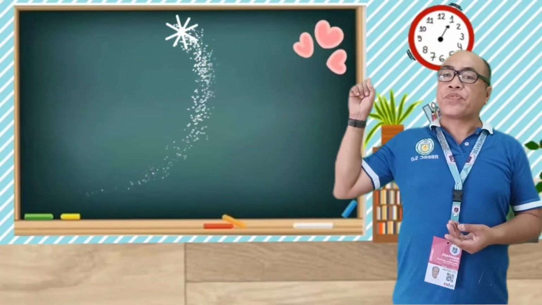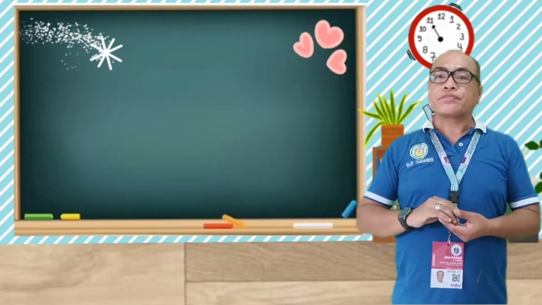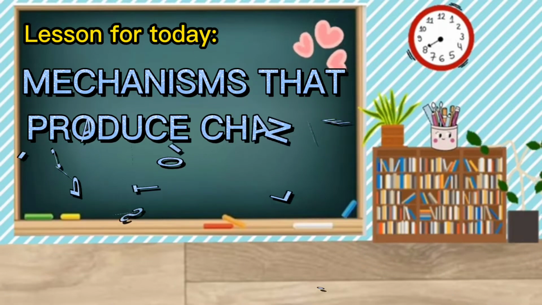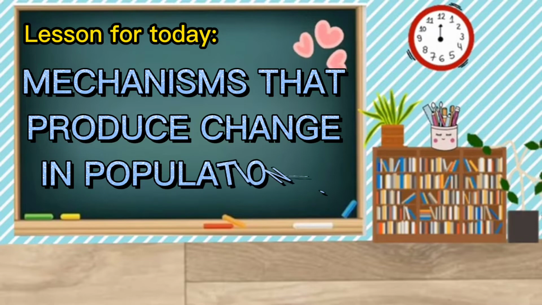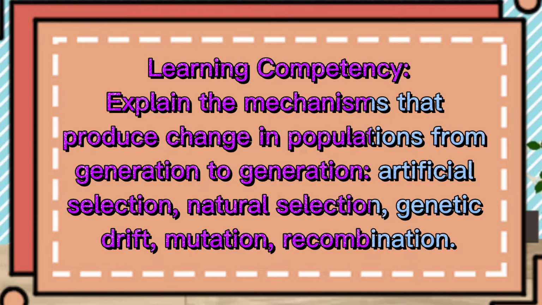Let us discuss this further, so stay focused and don't go away. Our lesson for today is all about mechanisms that produce change in populations. And for the learning competency, explain the mechanisms that produce change in populations from generation to generation, such as artificial selection, natural selection, genetic drift, mutation, and recombination.